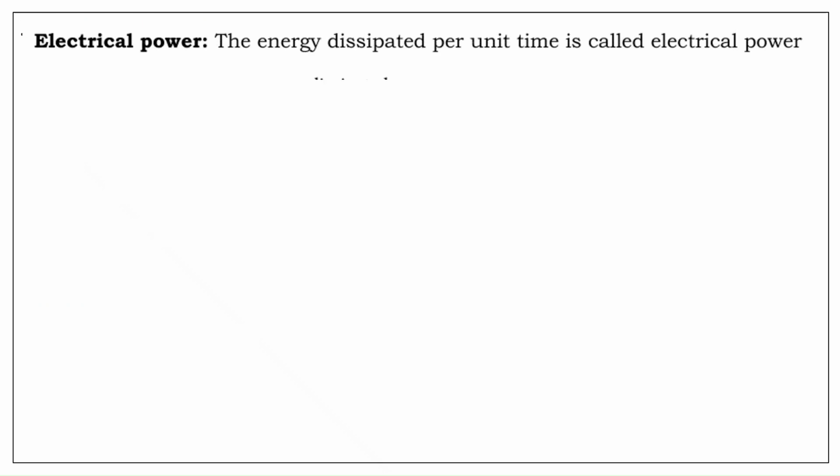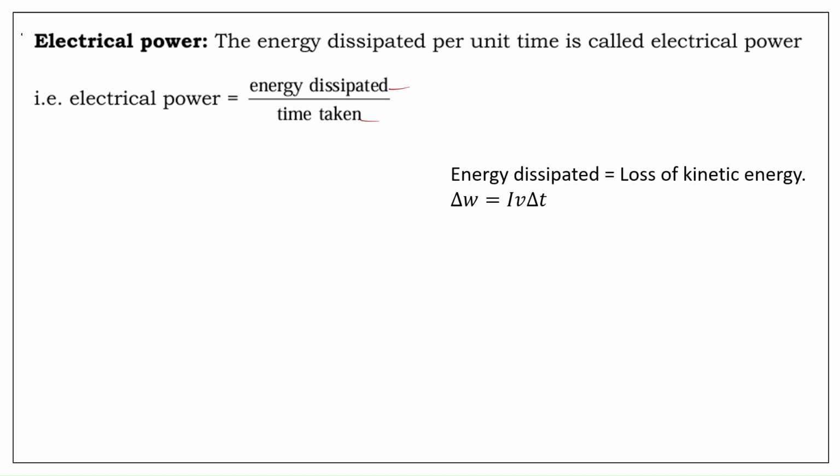Next, electrical power. The energy dissipated per unit time is called electrical power. Formula is electric power is equal to energy dissipated by time taken. Here, energy dissipated is equal to loss of potential energy. That is, delta W is equal to I V delta T.